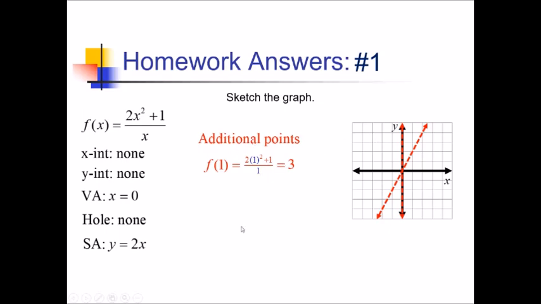For this, I will use -1. So we've got -1 squared is still +1, times 2 is 2, plus 1 is 3. So we have 3 over -1, which is -3. So I've got the points (1, 3), which is up here, and I have also (-1, -3) down here. Now I've got enough information to draw my graph.